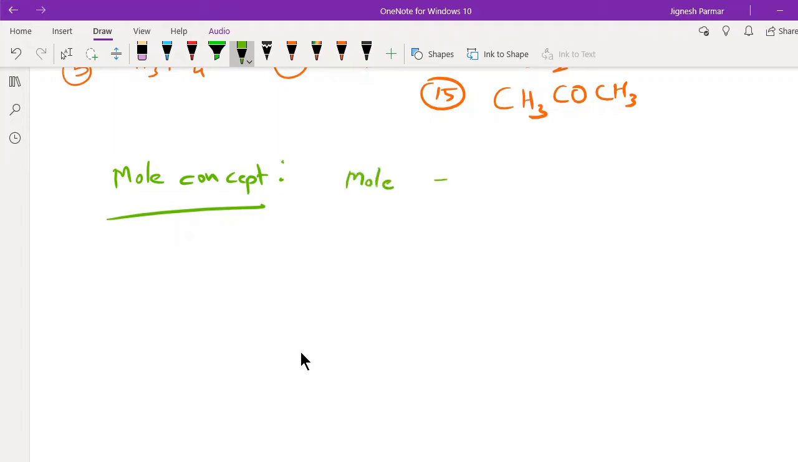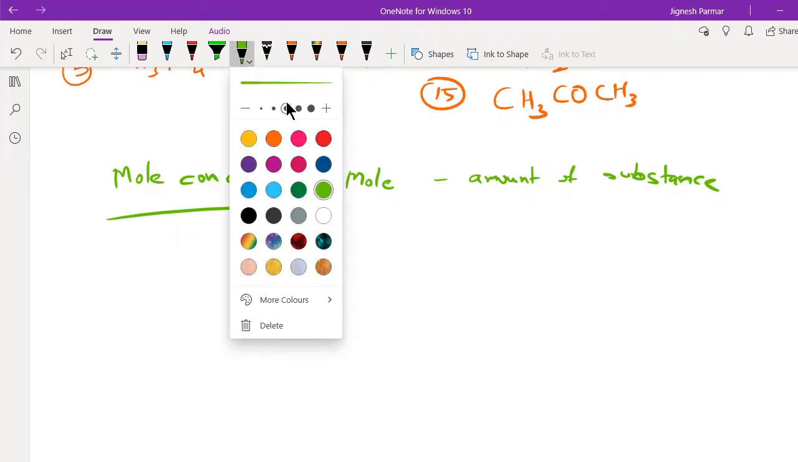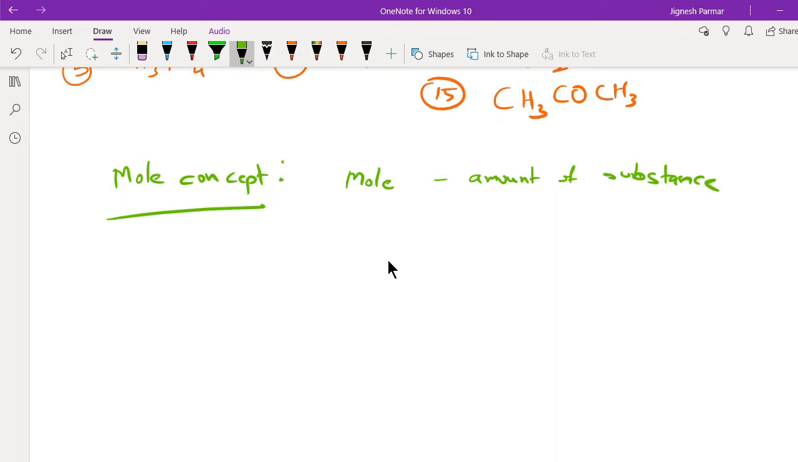Mole is a unit of amount of substance. It's an amount of substance, not a unit check. Okay, so this is what we are aware of. It is a unit of amount. So what exactly is a mole? Let us take it in this way.